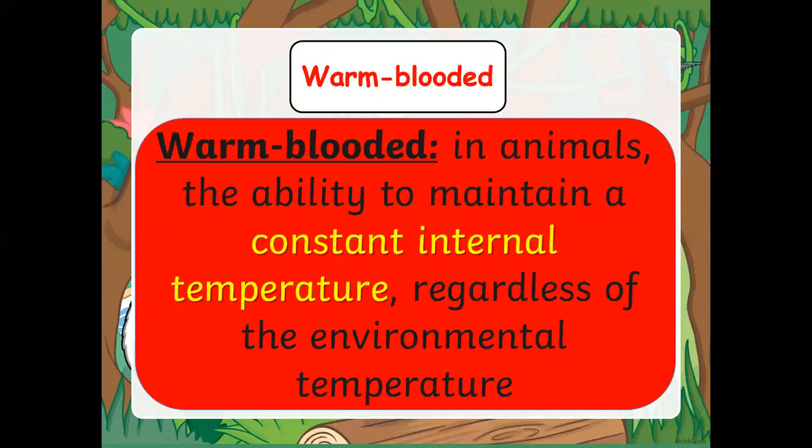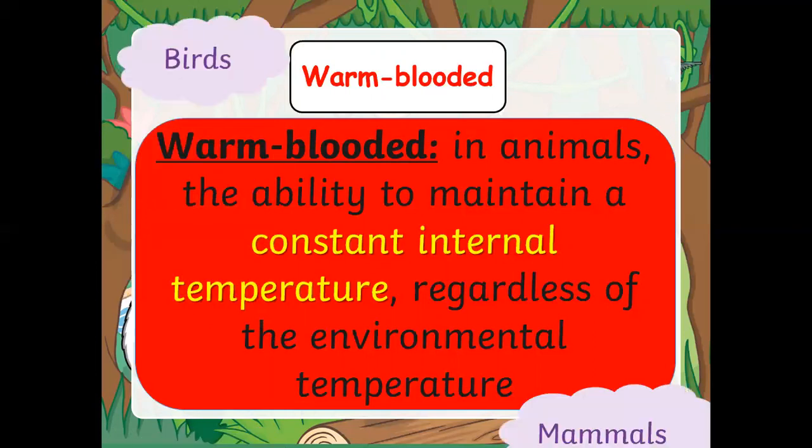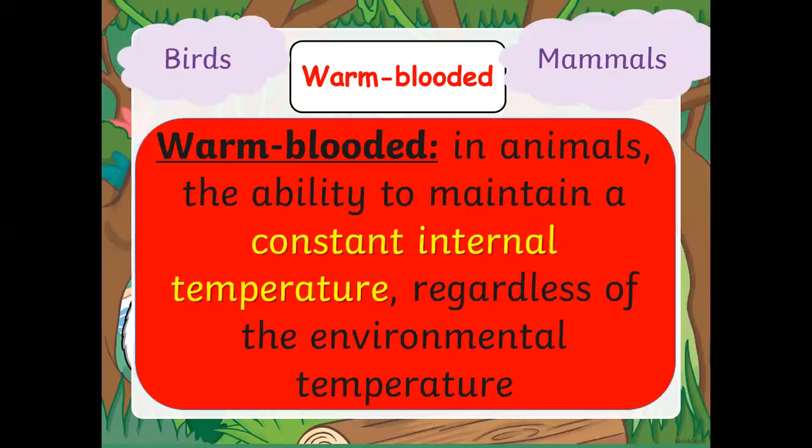They don't change their temperature, like us, like humans. Our body temperature is almost 37°C. In the winter, our body temperature is 37°C. In the summer, our body temperature is 37°C. So warm-blooded animals don't change their temperature. Which groups are warm-blooded? Two groups, the mammals and birds.